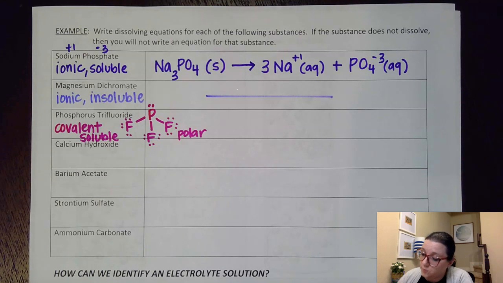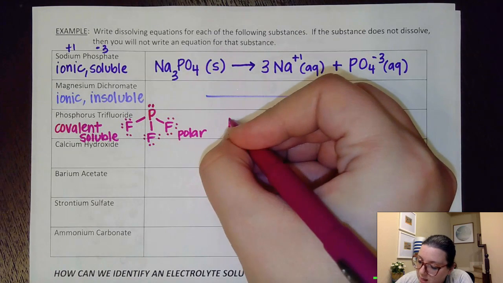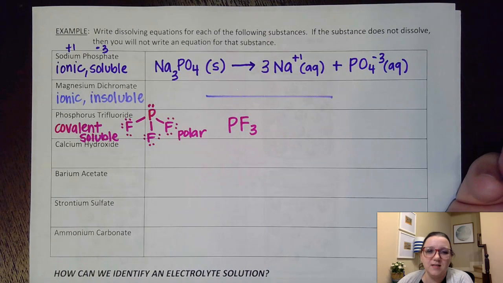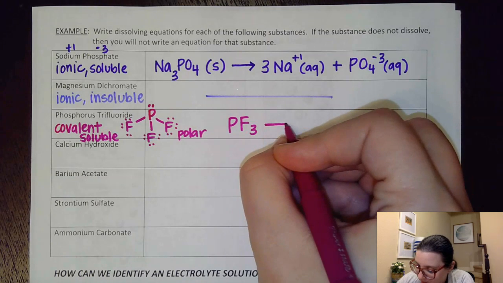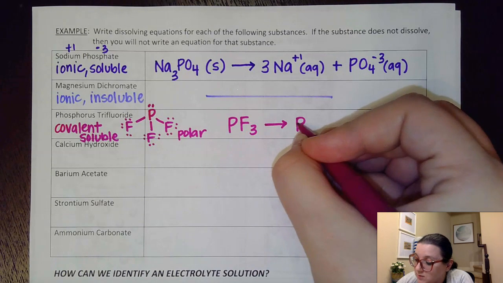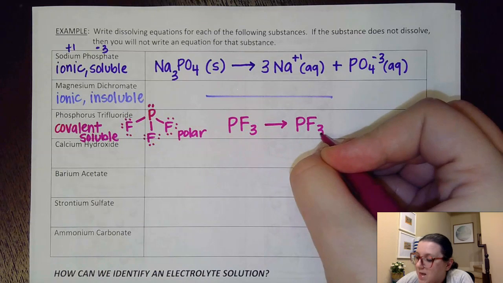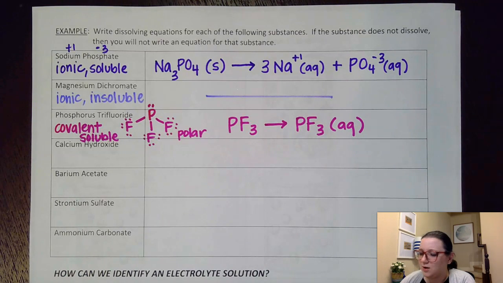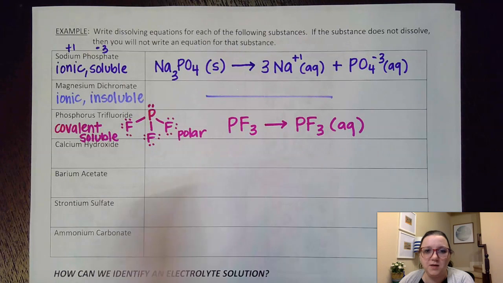And so therefore, what I would do is I would say, hey, I have my phosphorus trifluoride, and I don't know what the state of it would be at room conditions, but what I do know is that once it dissolves, it would stick together and be aqueous. Now, I know that looks kind of dumb. You're like, she just rewrote the same thing and just showed it became aqueous. Yep, that's what I did. It dissolved, it became aqueous, but it didn't split into ions. As silly as that looks, that would be how you would do your dissolving equation there.